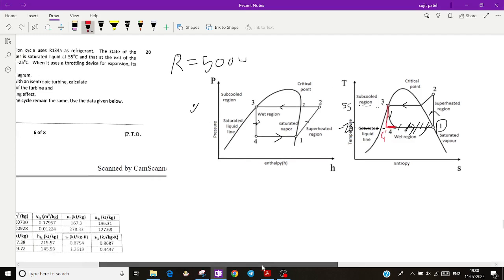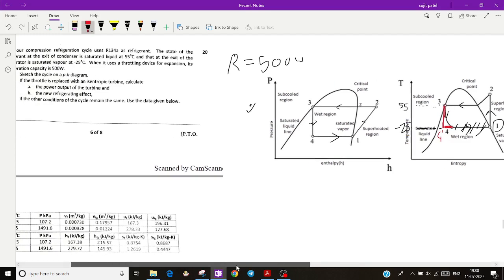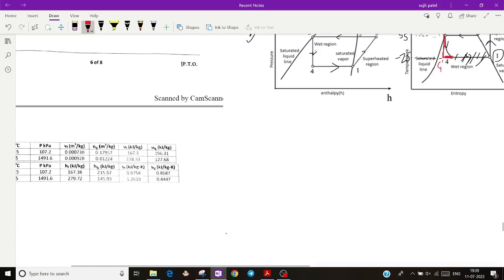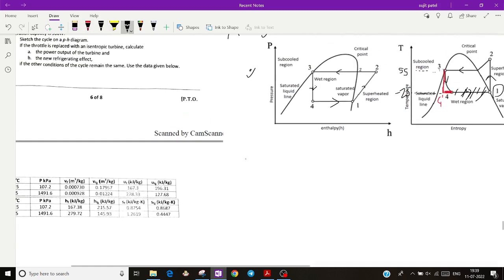So first of all we have to find the power output from the turbine, that is this new turbine we have installed, and the new refrigerating effect after installing the turbine. Before that, how to proceed for this question. We know the initial enthalpy at point 1, that is the saturated vapor enthalpy at minus 25 degrees Celsius. From this property table, the value I am taking is 382.95 kilojoule per kg.